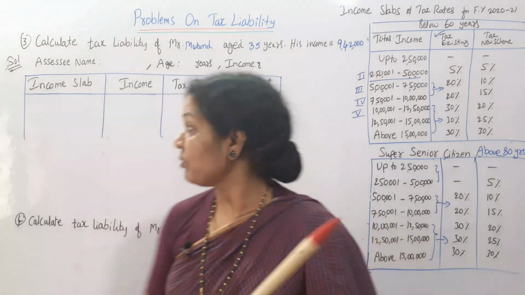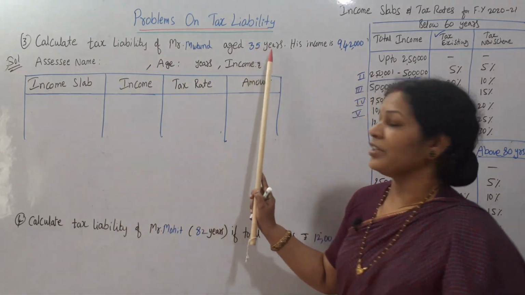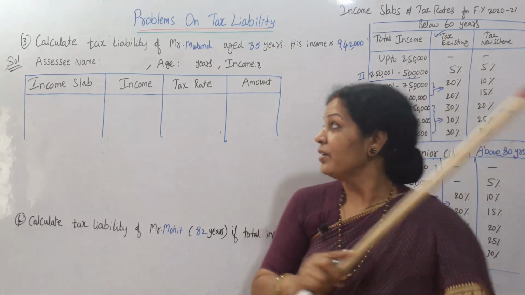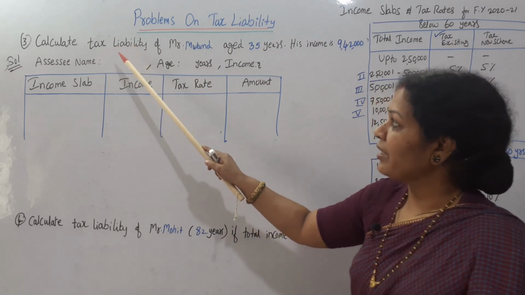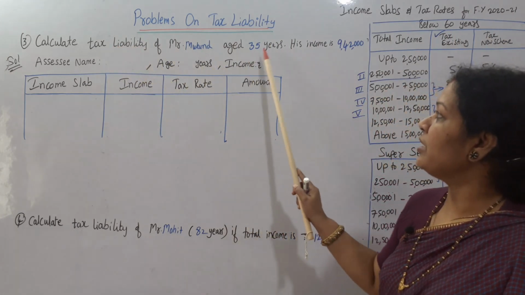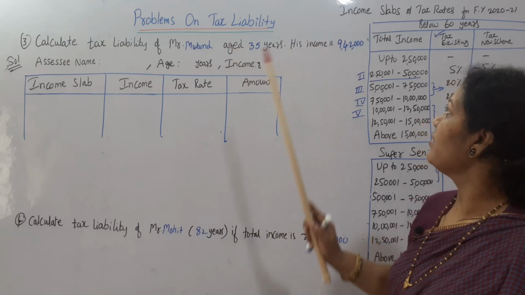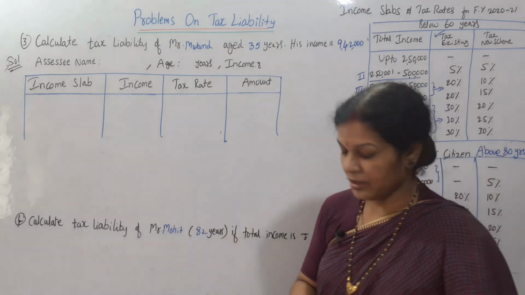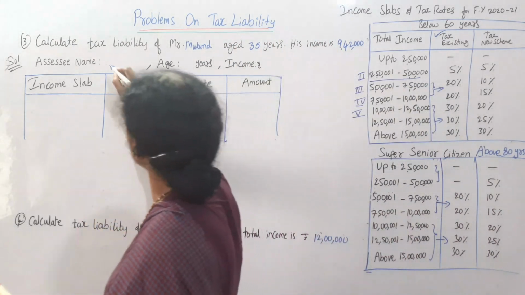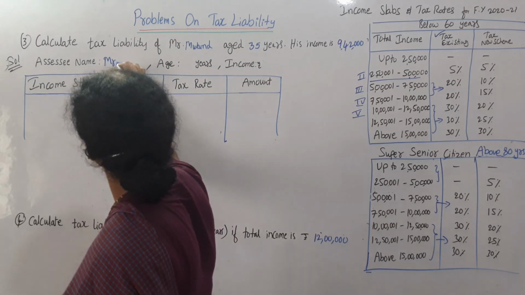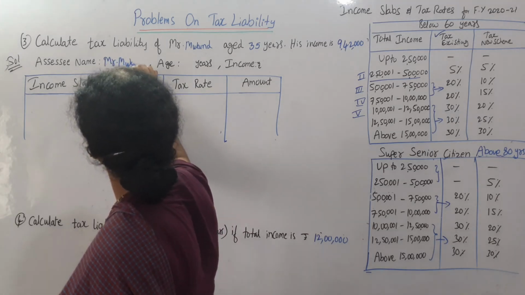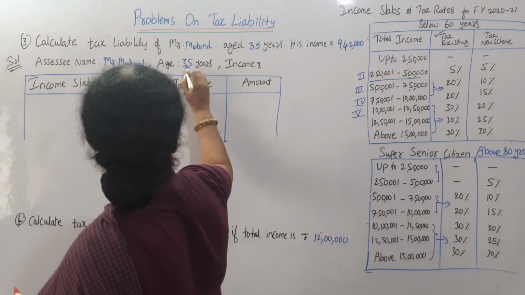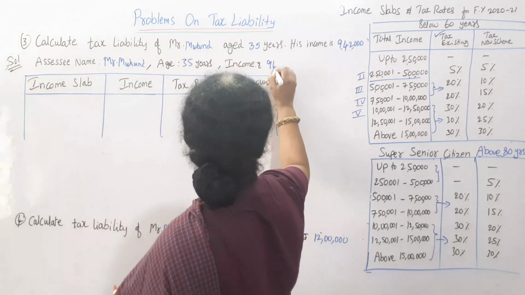One problem I have taken, whose age is 35 years, means the first slab. Calculate the tax liability of Mr. Mukund, aged 35 years, and his income is 9,42,000. We'll write here. First row, assessee name is Mr. Mukund. His age is 35 years. His income is 9,42,000.